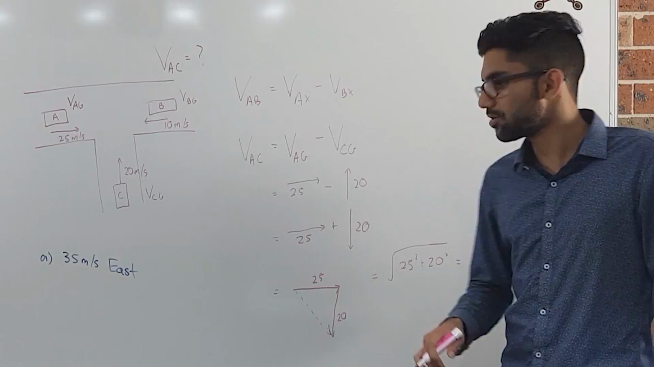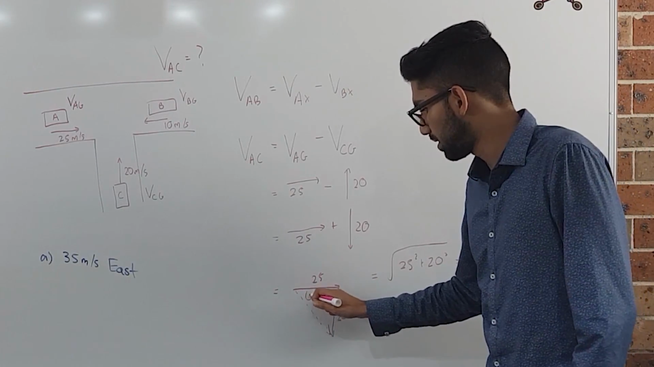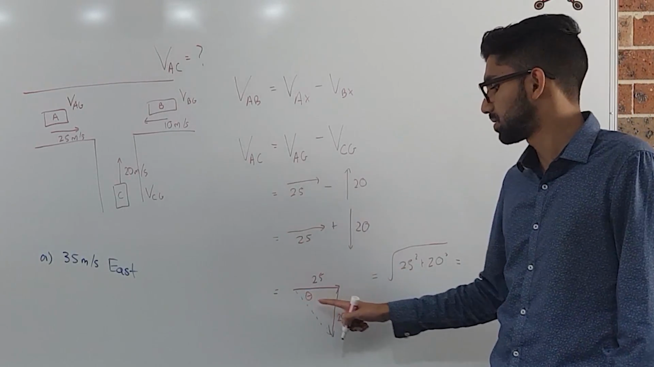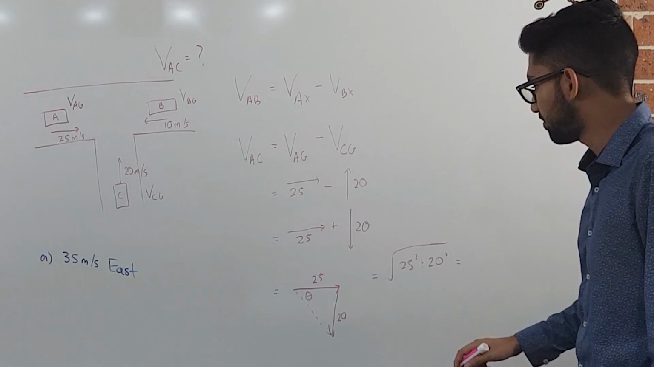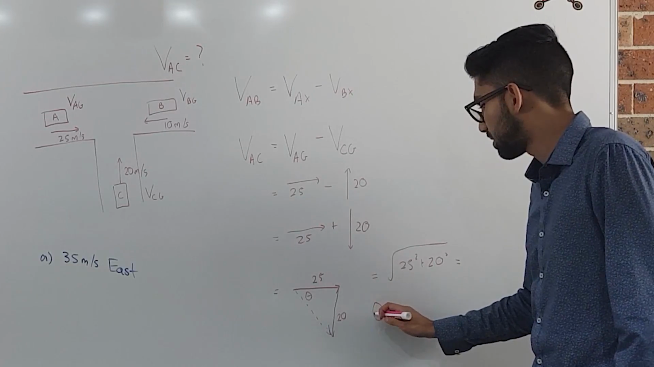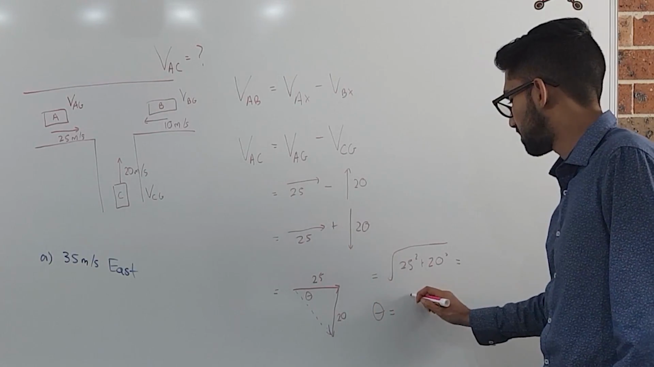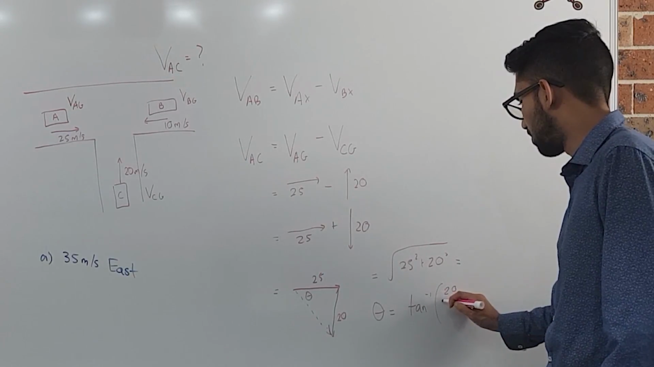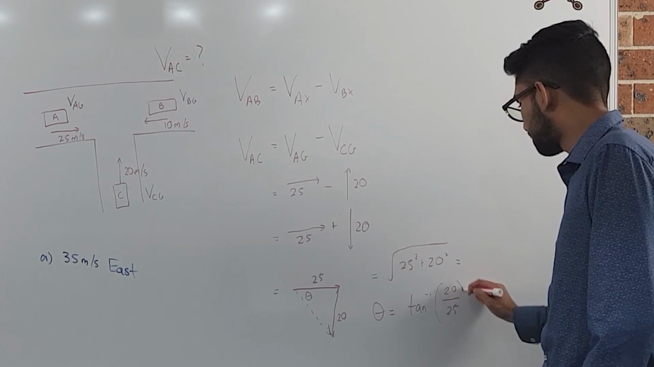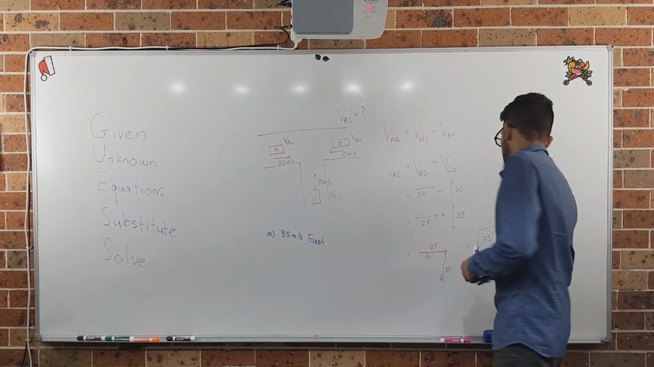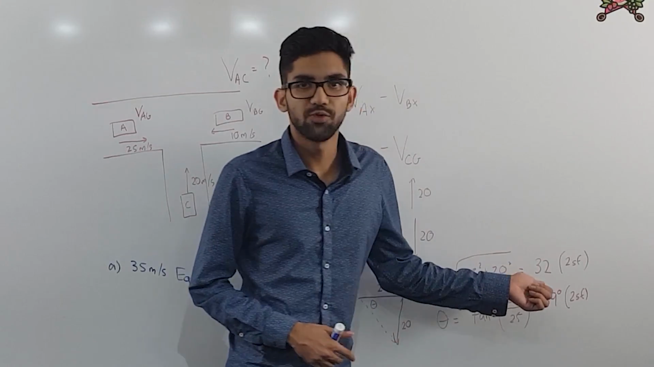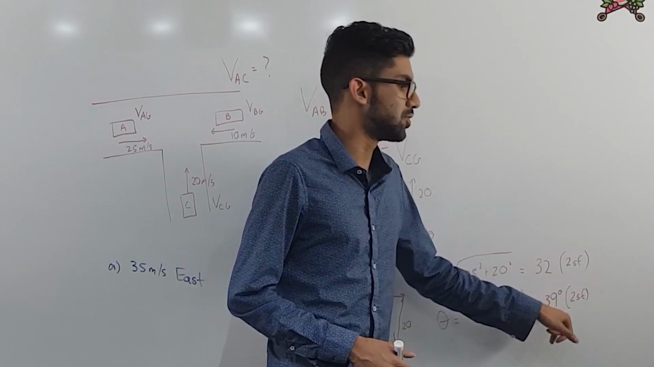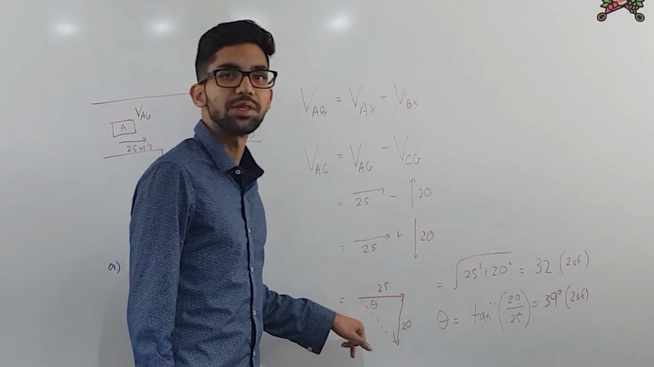And to find the angle, this angle here, theta, we're going to use our trigonometry. So we can see tan theta is going to be equal to 20 over 25. So that means theta is going to equal tan inverse 20 over 25. So we type those numbers in our calculator and we get 32 for the magnitude to two significant figures and 39 degrees to two significant figures for our angle theta.